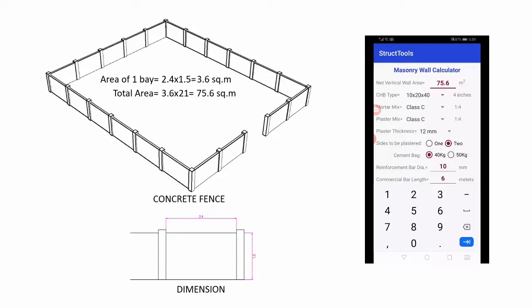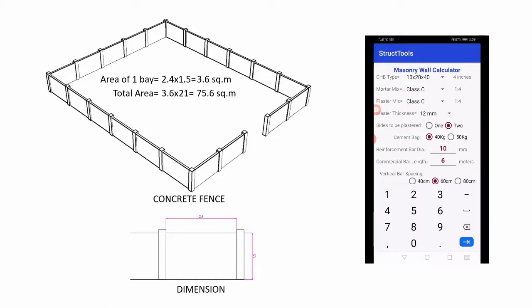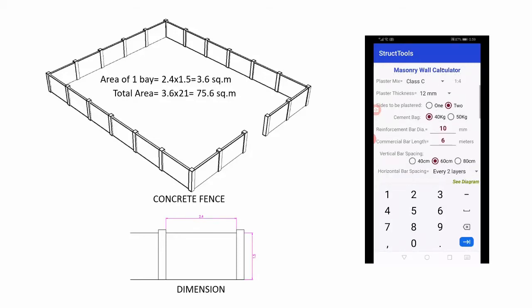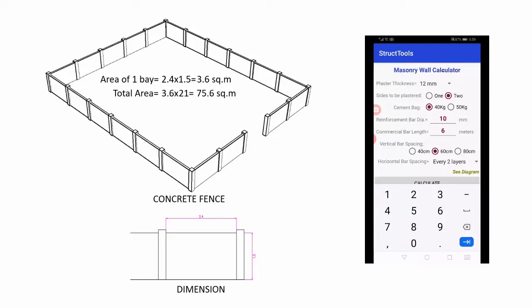Cement bag: normally in the market we have a 40 kg bag of cement, and we also have 50 kg, but we'll use the 40 kg bag. Reinforcement bar diameter is 10 mm. You can choose a bigger value if you want. Commercial bar length is 6 meters. This is what you can find in the market usually, 6 meters or 20 feet. For vertical bar spacing, you have choices here: 40, 60, and 80 centimeters.